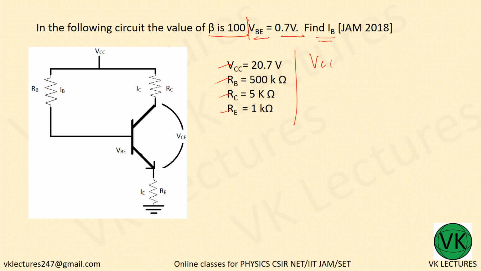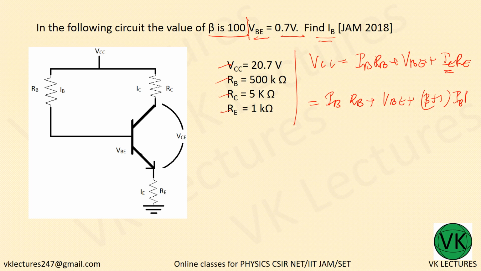So VCC is equal to IB into RB plus VBE plus IE into RE. So this is what your question is. Now I can write IE into RE as (beta plus 1) into IB into RE. So that's equal to IB into RB plus VBE plus (beta plus 1) into IB into RE.